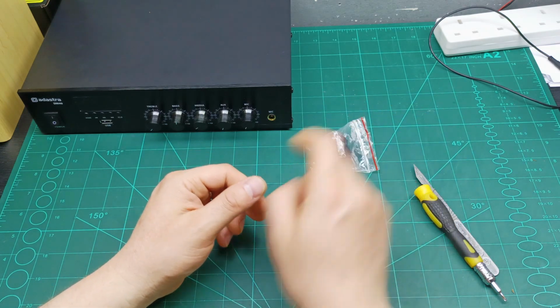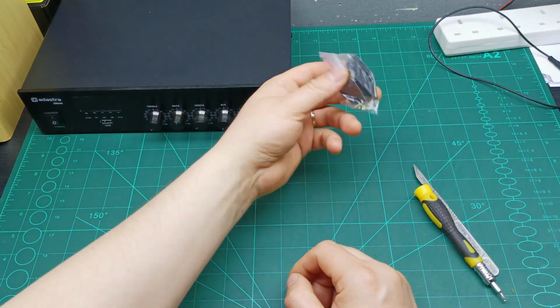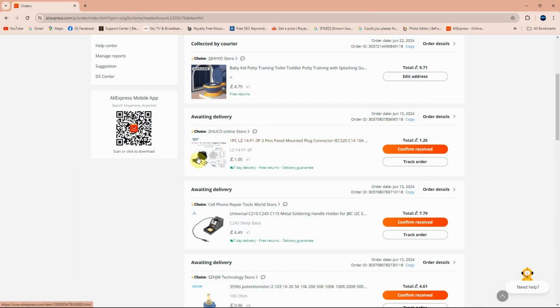So now let's see from where I bought it, how fast it moved over here and how much that AC socket cost me. So here we go. This is the order for the AC socket. I ordered it on 15 June and received it on 22nd, so this means 7 days delivery. And I paid a total of £1.26.